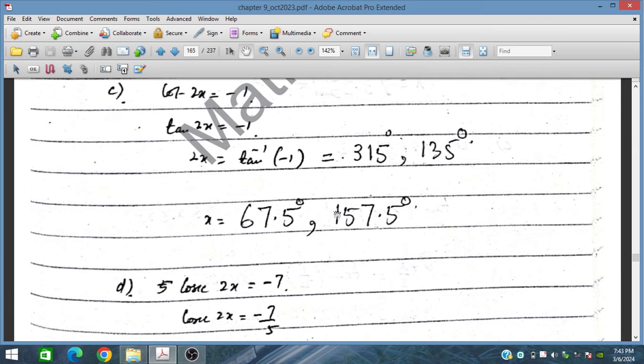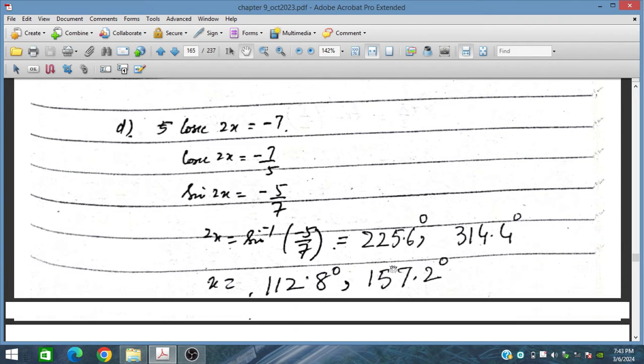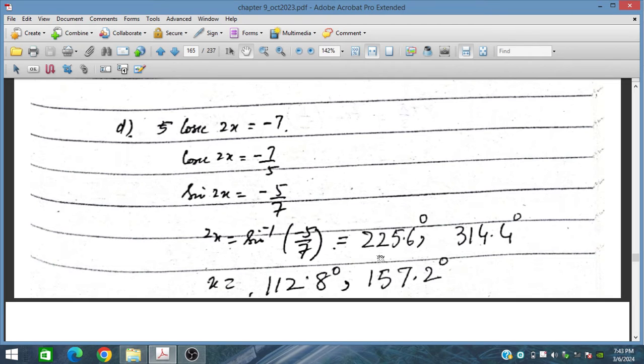And dividing the other by 2, 157.5 degrees. Similarly for the next part, cosec 2x is equal to minus 7 upon 5, so sin 2x is equal to minus 5 upon 7. This should be negative in the third and fourth quadrant. So 2x is this degree, so x is equal to half of this.